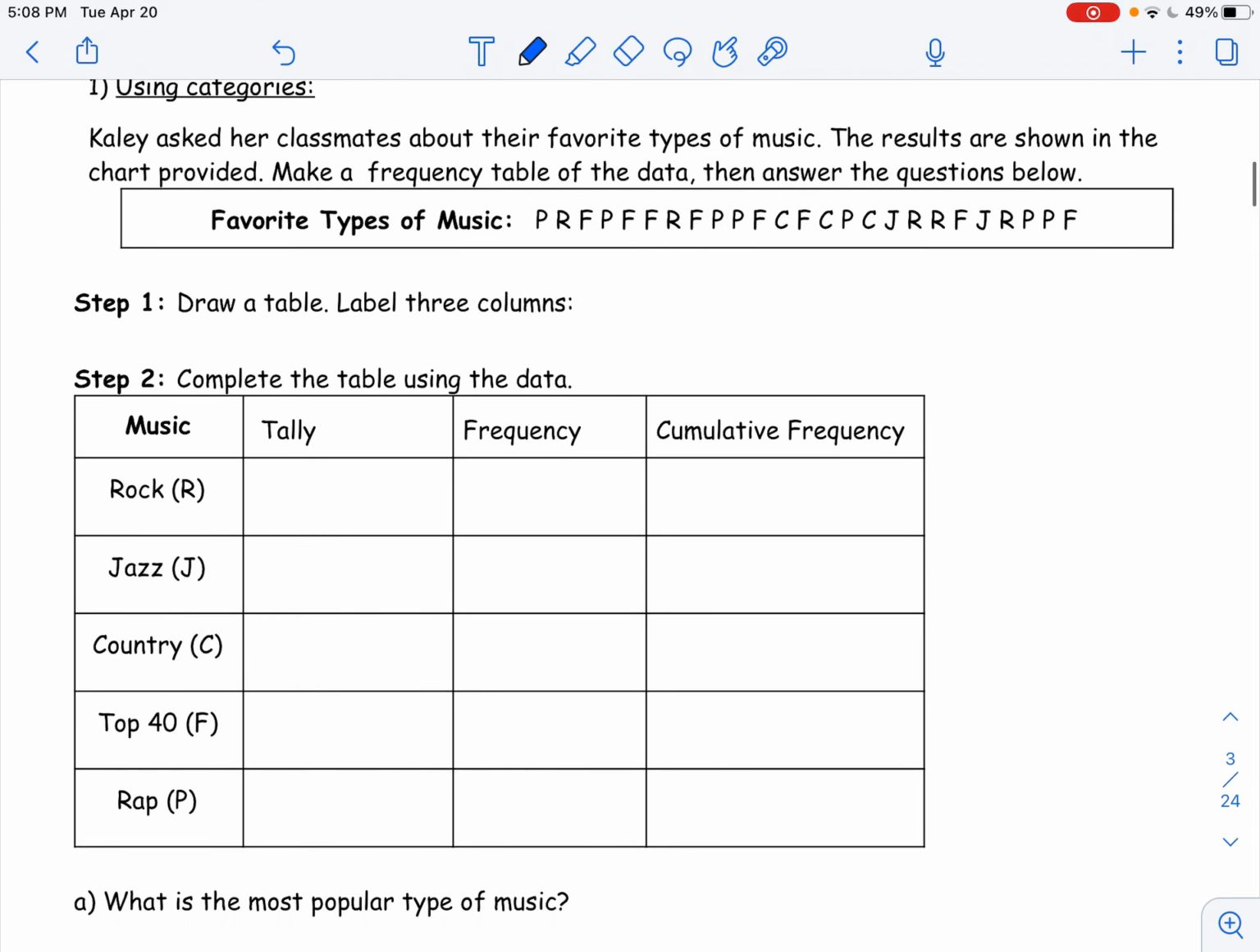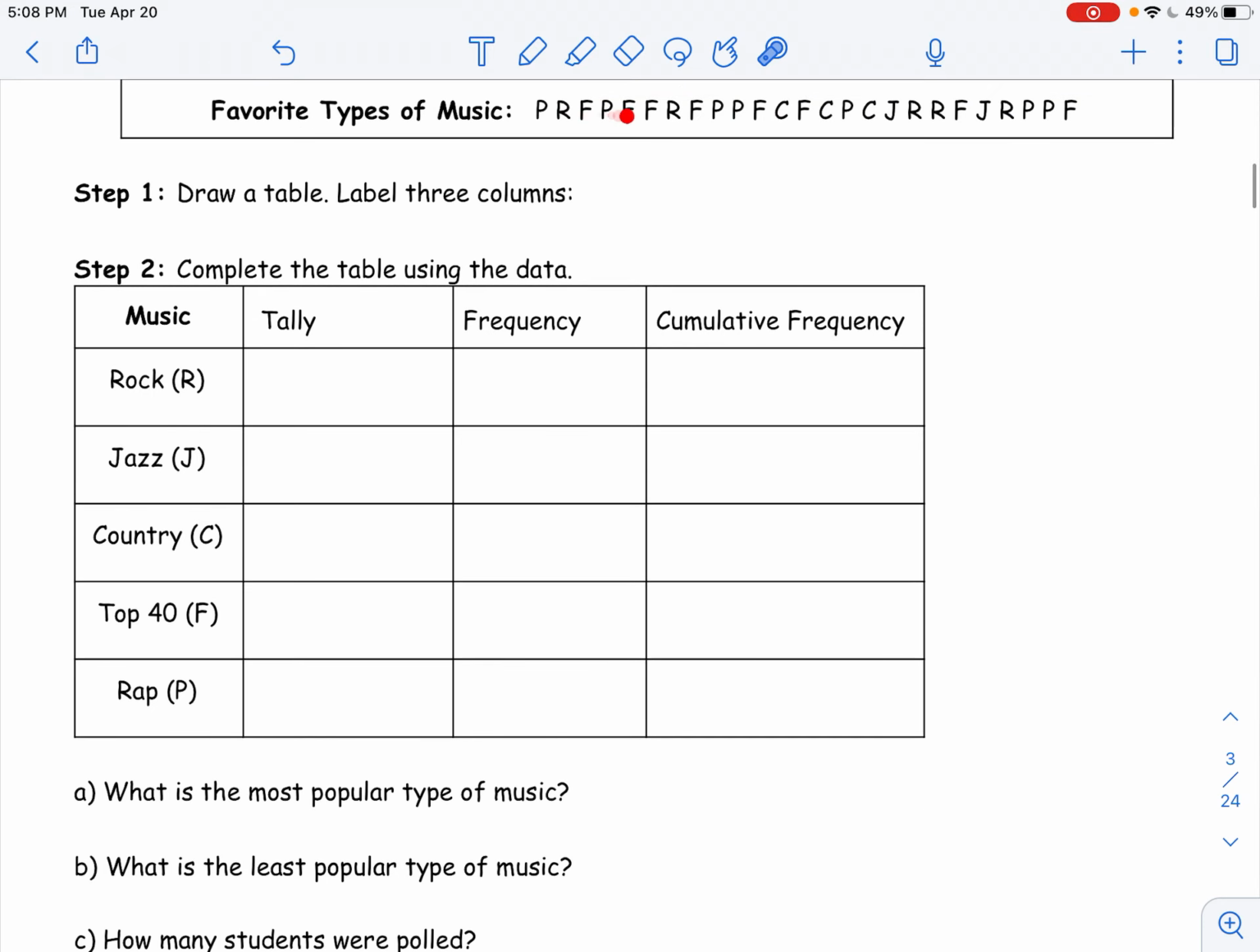Well, if you're using categories, like this example: Kaylee asked her classmates about their favorite type of music. The results are in the chart provided. Make a frequency table, then answer the questions below. So what we'll do is, for every P, I'll just mark one hash mark in the tally column, and then just go through all the letters. So P, R, F, P. When you get to 5, I make a cross so it's easier to count.